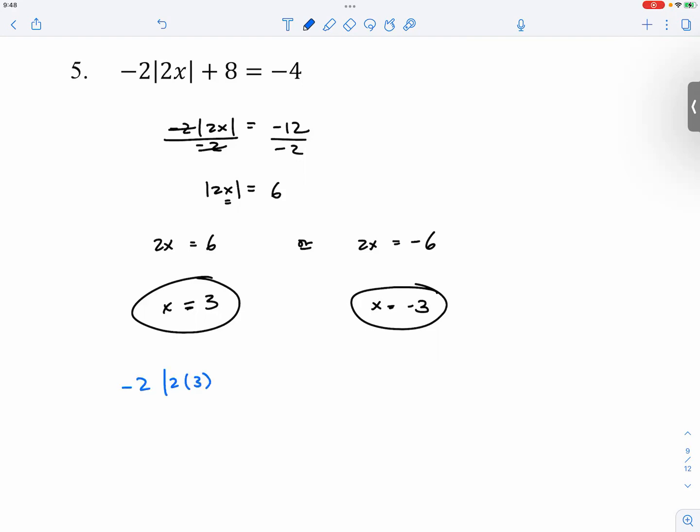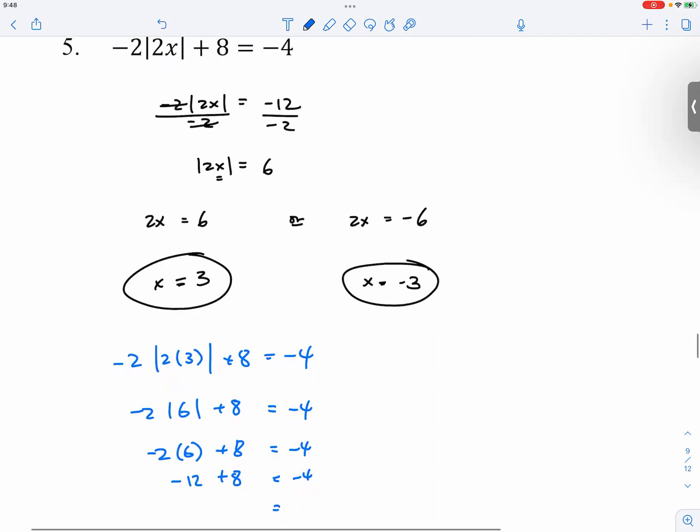So I'm going to say, okay, -2 times absolute value of 2 times 3, plus 8, is equal to -4. This is going to be absolute value of 6. And then step by step, we will have -2 times just 6. And 6 times -2 is -12. And this is -4 is equal to -4. And we do have a true statement. So this is going to be a solution right here.